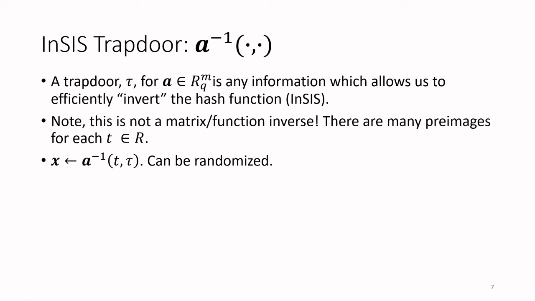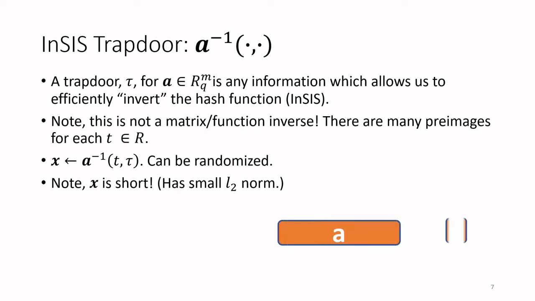And intuitively, this is going to be a randomized process, because really we're going to be using this trapdoor to sample a discrete Gaussian distribution over short cosets. Again, this little picture, same as before, but now we're going to be using this trapdoor information to sample this vector x.